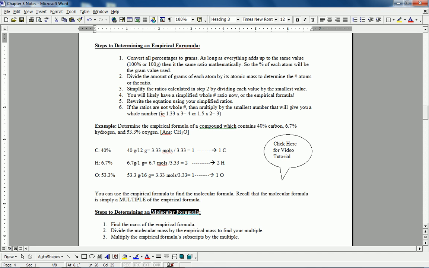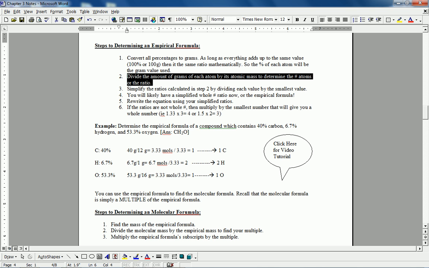Step two is to determine the actual ratio. That ratio, or that unit value, is the mole. The way we determine that is by dividing the gram amount by the atomic mass of the atom, and then from there we can simplify. So let's take a look at this example before we get any further into the steps.